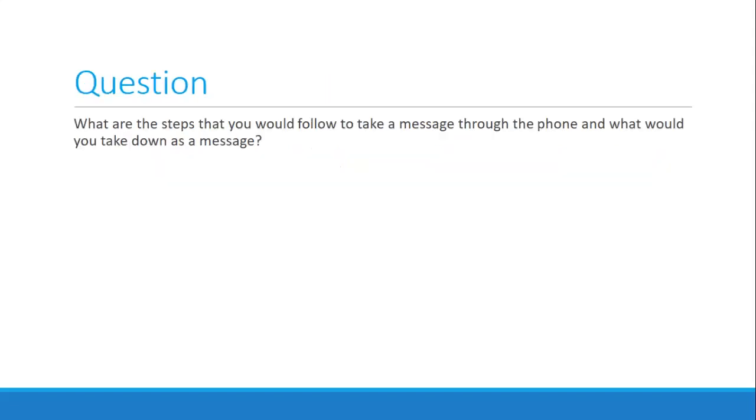Okay, I have a question. What are the steps that you would follow to take a message on the phone? And what would you take down as a message? Now, for example, think that you are working at a company or at an institution. Most of you must have experience already. So what are the steps that you would follow if you have to take a message through the phone? Just take a few minutes and think to yourself what you would do.